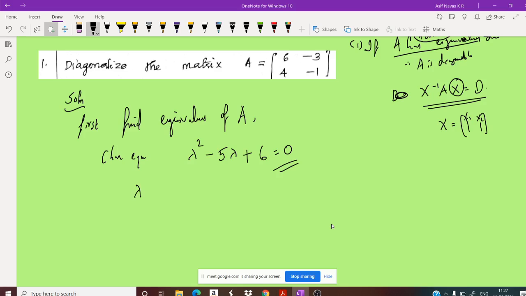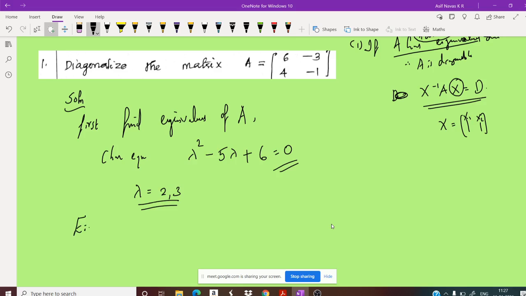So what are the eigenvalues? Anybody? Is it minus 2, minus 3, or 2 and 3? 2 and 3. Yes, 2 and 3.